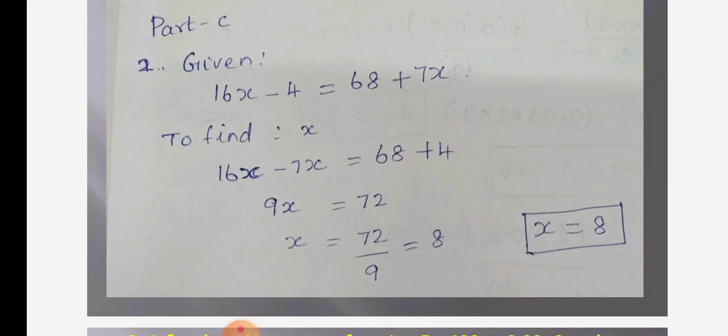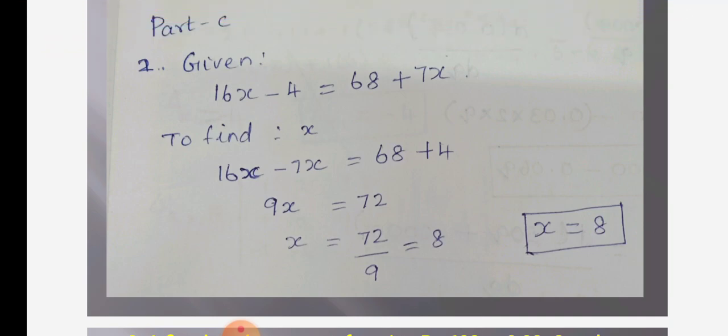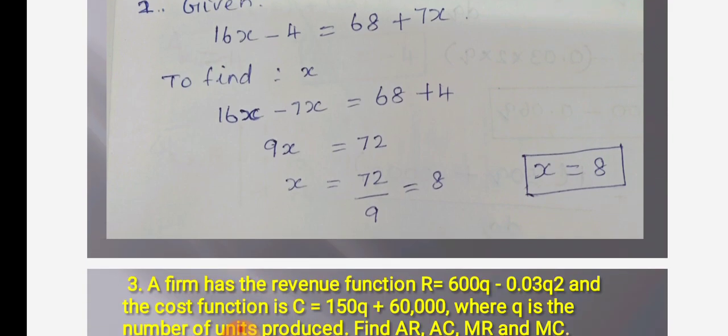Now 9x is nothing but 9 into x. So retain x on one side. This 9, which has got multiplication symbol, when it moves to the other side of the equation, it takes up the division form. So 72, divided by 9, where 9 ones are 9, 9 eights are 72. So the value of x is 8.